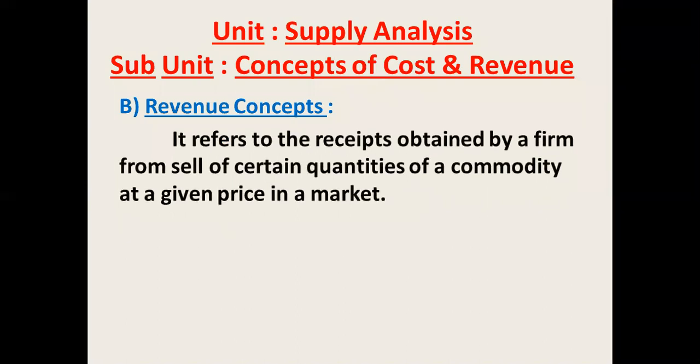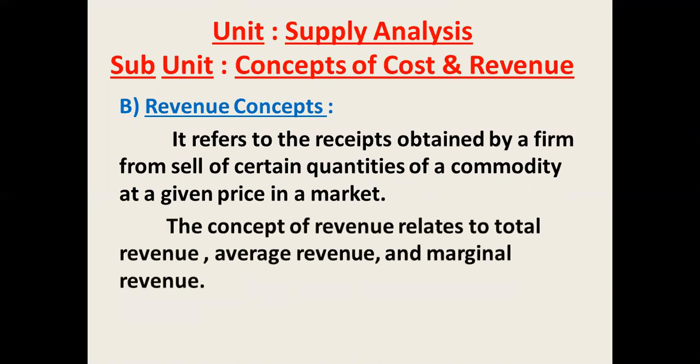Supply analysis. This is your fourth chapter as per your 12th standard syllabus. In the last video, we discussed the concepts of cost. There are two concepts: first is the concept of cost and second is the concept of revenue. In the last video, we completed the concepts of cost. At that time, we also discussed the three types of cost. First is the total cost, second is the average cost, and third is the marginal cost.